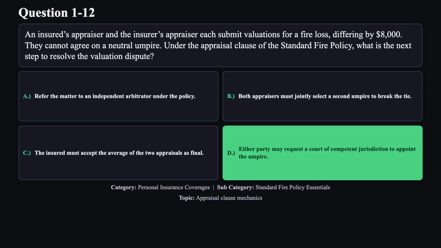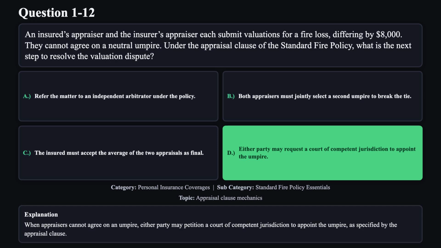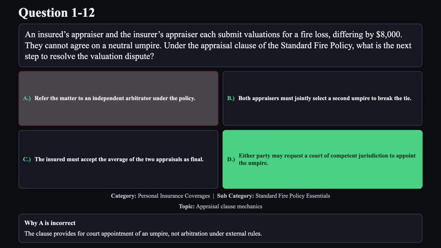The correct answer is D. When appraisers cannot agree on an umpire, either party may petition a court of competent jurisdiction to appoint the umpire, as specified by the appraisal clause. Reason A is not correct. The clause provides for court appointment of an umpire, not arbitration under external rules.